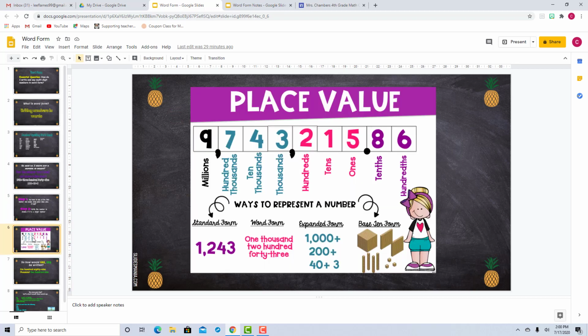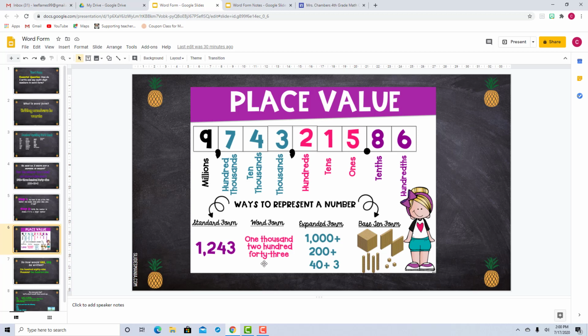A friend of Miss Chambers is the one who actually taught me this, and I've never really thought about it that way. But if you look at the place value chart and you look at where it says 743 thousand, well, if you think of thousands as a person's last name, you'll know that it's going to be 743,000. But it just depends on what number you're looking at. Because on the actual place value chart, it's really 9,743,215 and 86 hundredths.